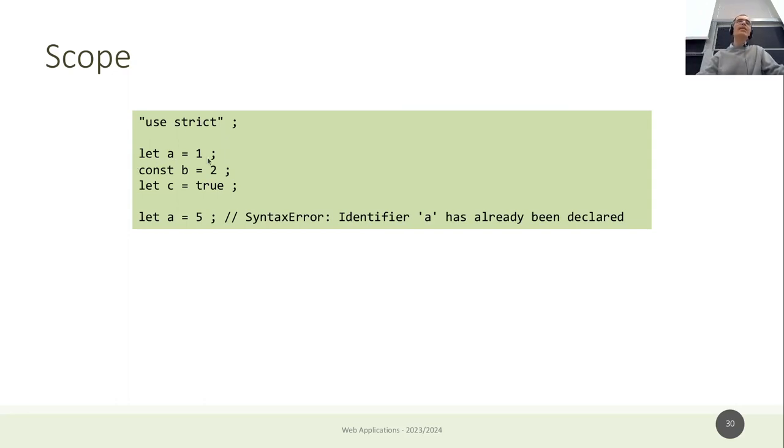Then let a equal 1. That's normal, a new variable that will be able to change its value over time. Const b equal 2. I will not be able to say b equal 3 later, because the program says, well, it's a const, you cannot reassign. Let a equal 5, that's an error, okay? a has already been declared. You cannot declare two variables with the same name.